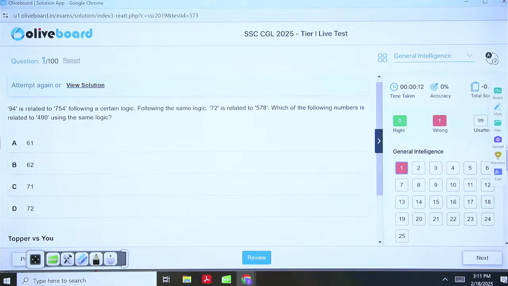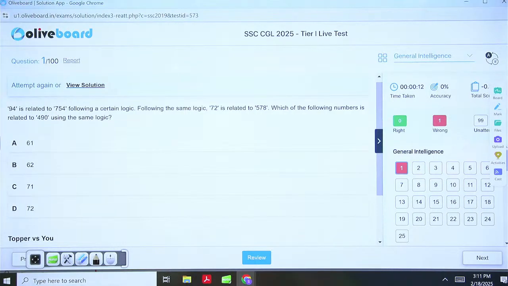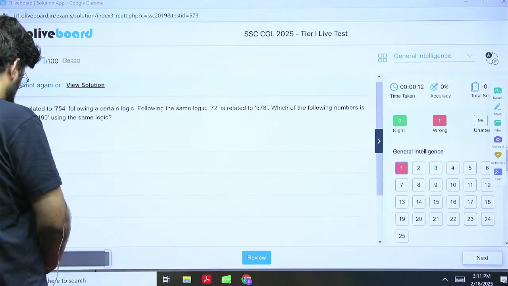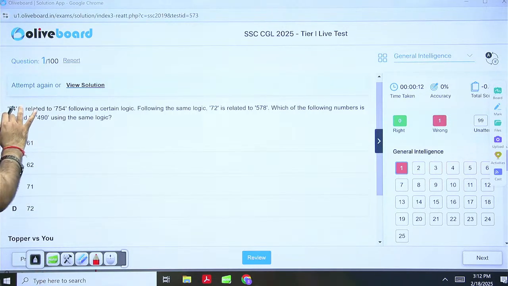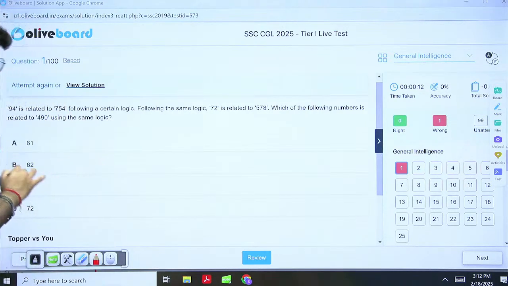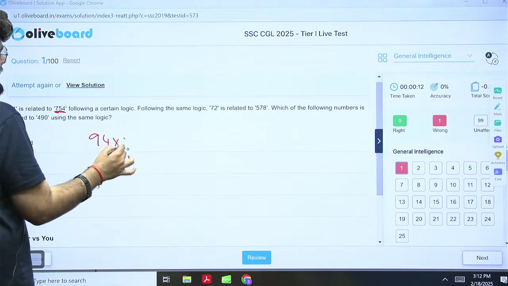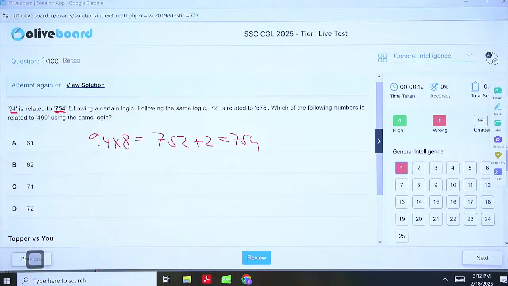Okay, so let's start. The very first question. 94 is related to 754 following a certain logic, and following the same logic 72 will be related to 578. Which of the following numbers is related to 490? Now, if you closely observe this, what is going to happen? If you multiply 94 with 8, why do we do that? Because you have somewhere in the range of 90. If you multiply it with 8, you will get somewhere in the range of 720. So if you multiply 94 with 8, you end up getting 752. You simply add 2 to it and you get 754. Everything else follows the same logic.